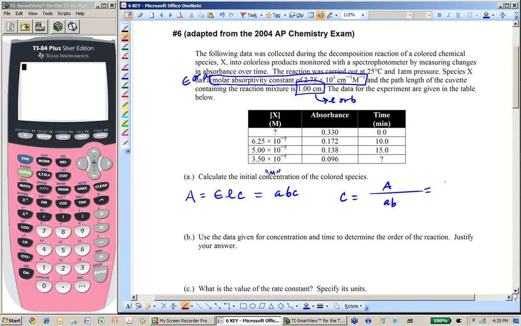The A's get confusing, which is why I'm not a fan of that format. So the absorbance is 0.330 right off the table. The A is 2.75 times 10 to the third per centimeter molarity.